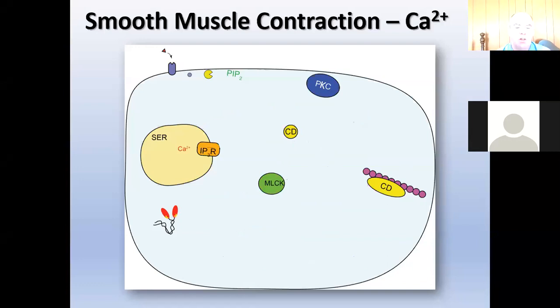A little faster now. So hormone binds to receptor. Receptor activates G protein. G protein activates phospholipase C. Phospholipase C breaks down PIP2 into IP3 and diacylglycerol. IP3 will then activate the IP3 receptor, causing calcium to be released from the SR. I'm sorry, ER, smooth endoplasmic reticulum.